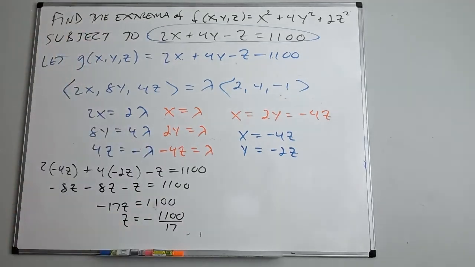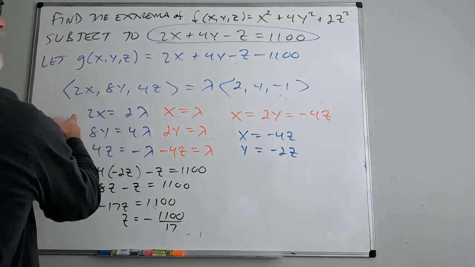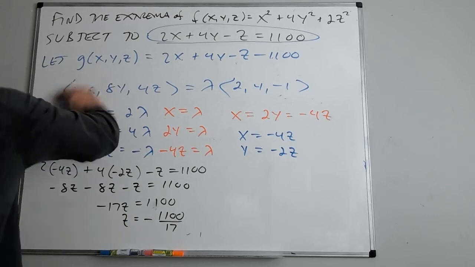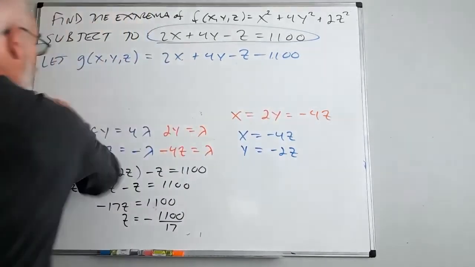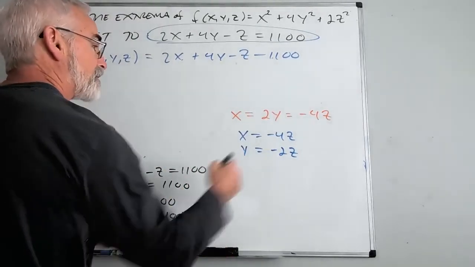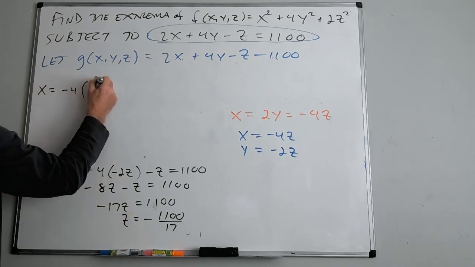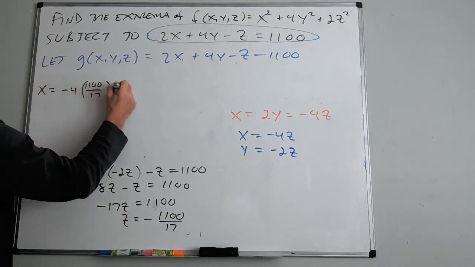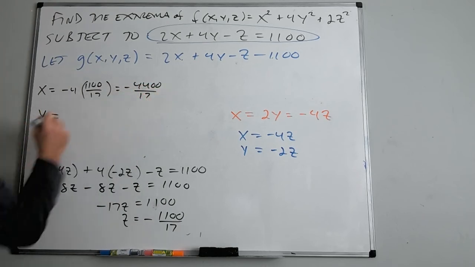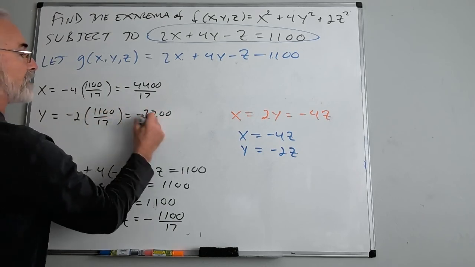Let's see, where can I do this? I want to make sure I have room here. Yeah, I can do this right here. I'll leave this here because I need that information. All right, so I've got z. So if x is negative 4z, then x is negative 4 times 1100/17, which is negative 4400/17. Y is what? Negative 2 times 1100/17, which is negative 2200/17.